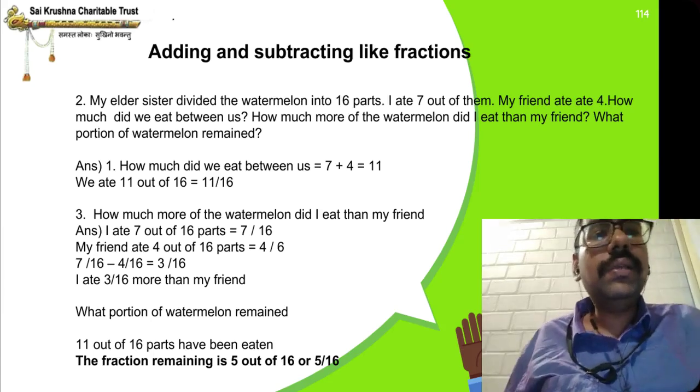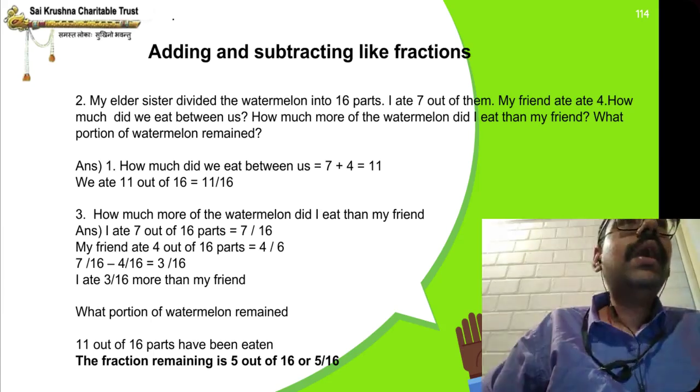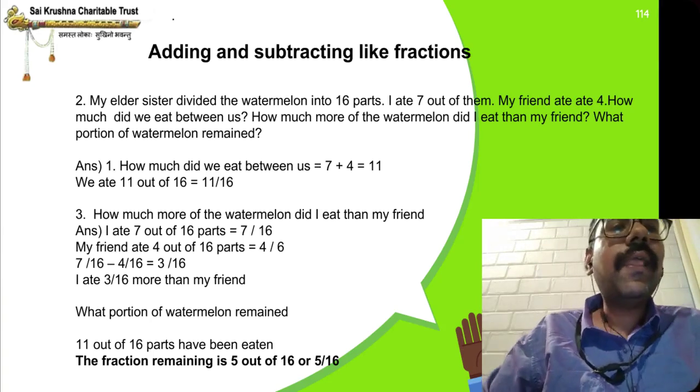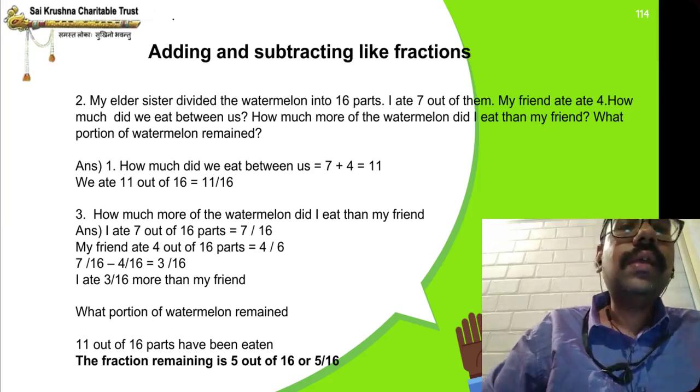Suppose this example is similar to this. See here. Suppose you have 20 rupees. Your friend has 8 rupees. How much more money do you have than your friend? You have 20 rupees. Your friend has 8 rupees. How much more do you have? 12 rupees. Similar to that, this is the example.